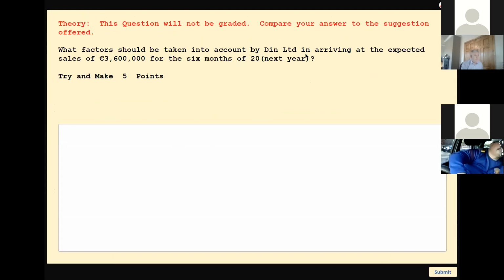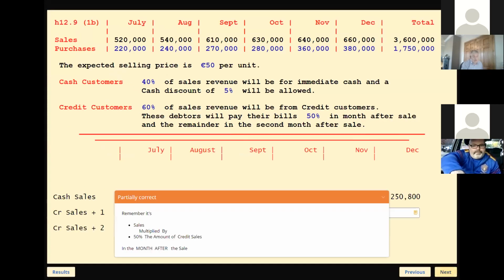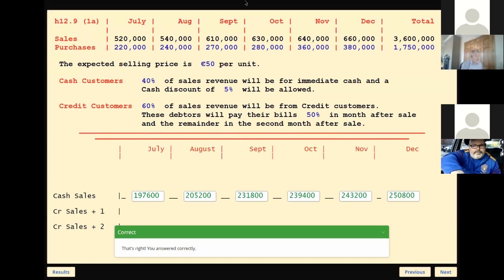And there's another theory question, and they can just put in stuff in there, and they submit it. All right, and at the end, don't click finish or it's gone, but they can review it and they can go through it.